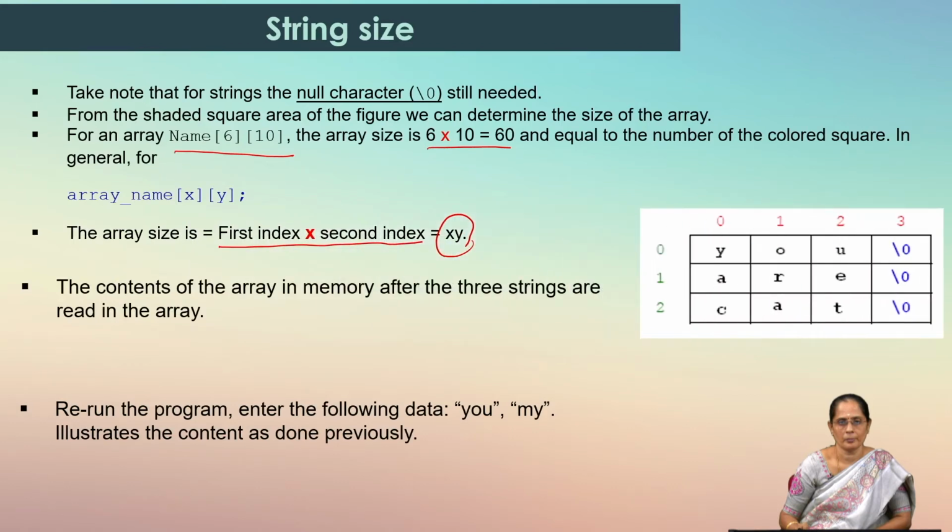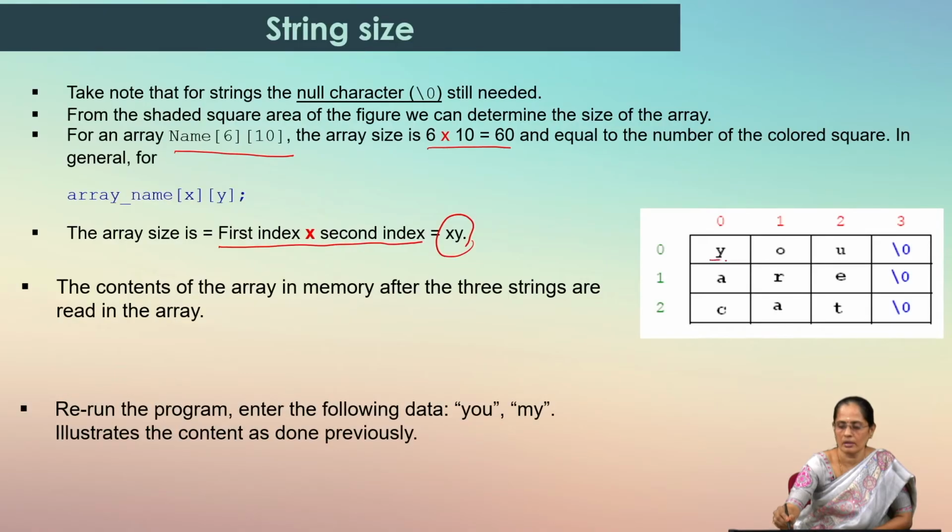So, we can see an example of how the array is stored in memory after reading 3 strings in the array. Let us take an example. Here we can see that there are 3 strings, each having 3 characters. This is the way the arrays would be stored in memory. If I rerun the program by changing the value of YOU to MY, it will have to be replaced by 2 characters, M and Y, as the string, right.